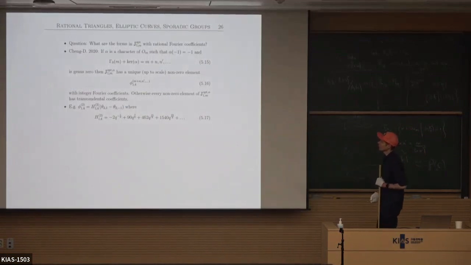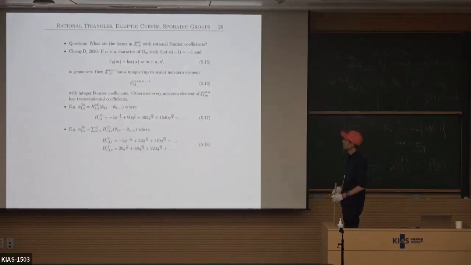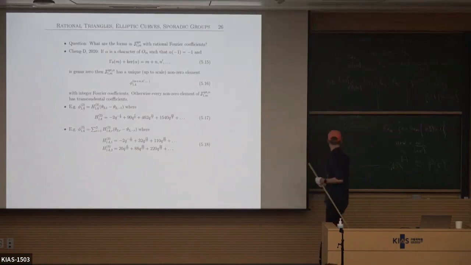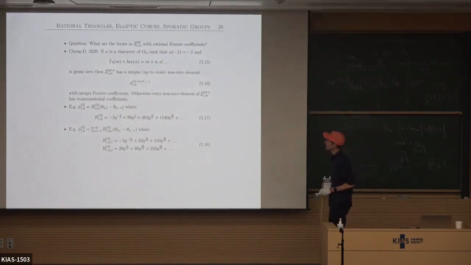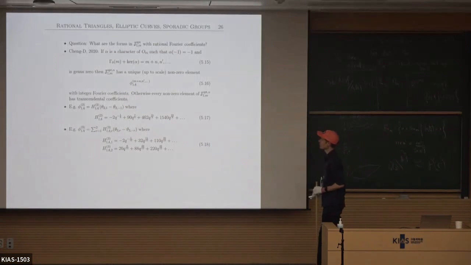I'm not telling you exactly what it is, I'm just giving you part of the Fourier series. Here's another example which exists because gamma naught 3 has genus 0. And actually, these two examples didn't come from Ramanujan. Ramanujan didn't write down either of these two.